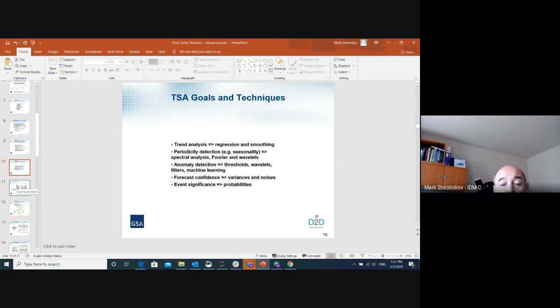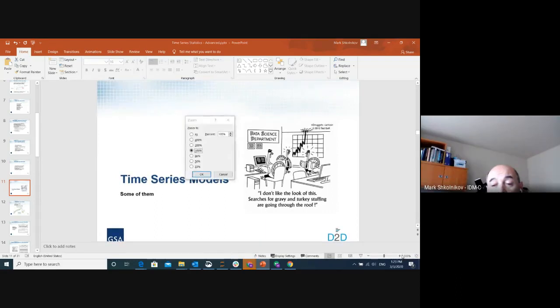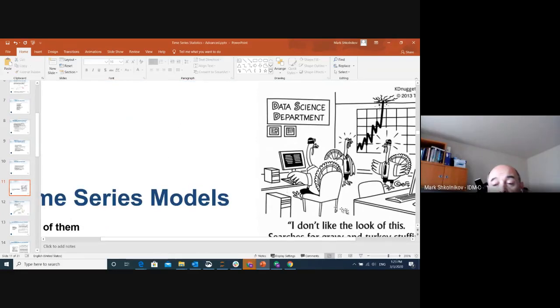So now we come into time series models. So we're talking about some of them. And this is like a caricature that I do not know if you can see it well, so let me increase. Okay.